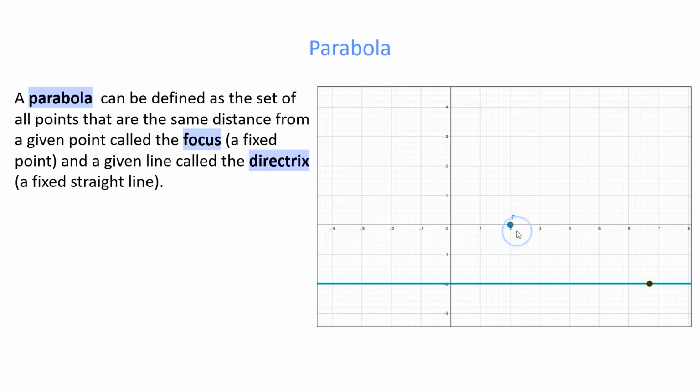So what we have here is a focus, and this is just a fixed point. This is the directrix, which is just a fixed straight line. Now, if we have a point P over here, such that the distance between this point P and the focus is the same distance as between this point P and the directrix. So you can see the distances here are the same. Now, if I move this point P around with the condition that the distance between the focus and the directrix remains the same, you can see the path it shapes out.